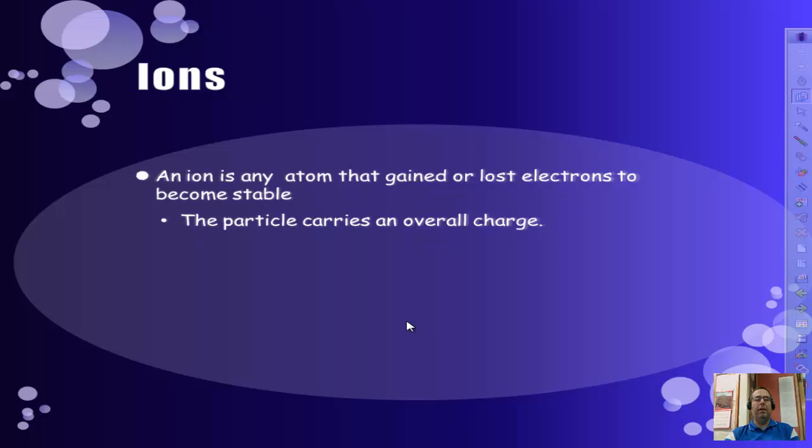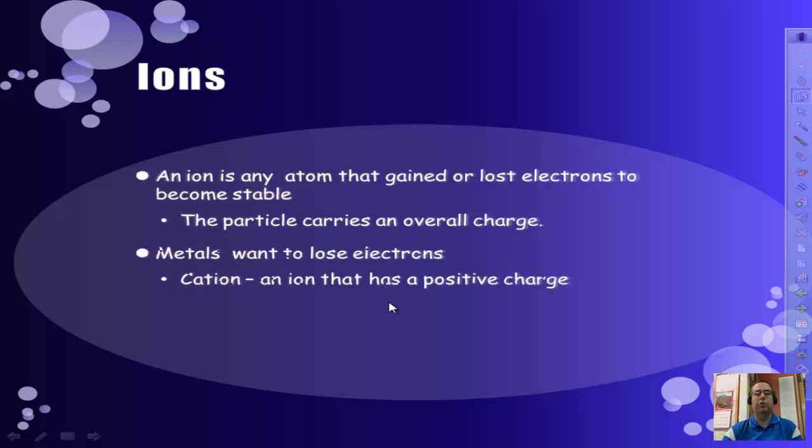An ion is just going to be any atom that has gained or lost electrons to become stable. And what we're saying is the particle carries an overall charge. If you remember the last few chapters, we've said the number of protons and the number of electrons are going to be similar. Now, that's just for the atom. But when it becomes stable, it has to gain electrons or lose electrons to become stable. And when you gain or lose negative particles, that's going to affect your overall charge.